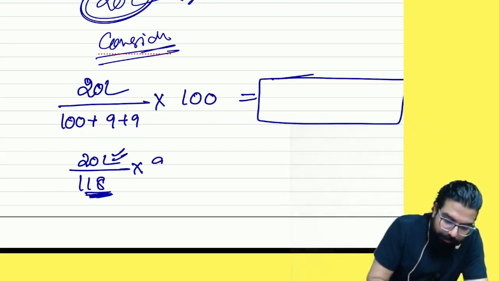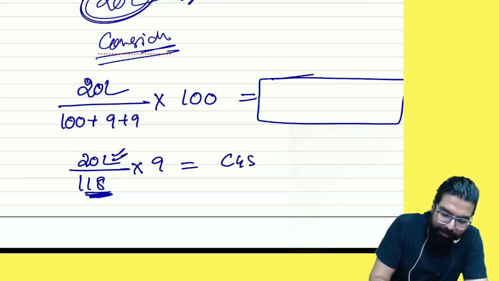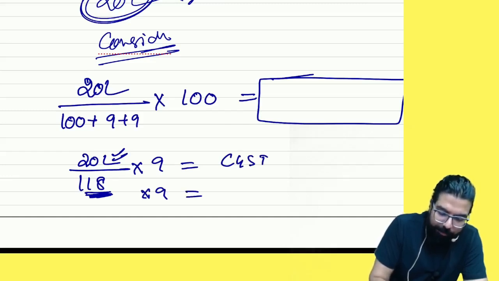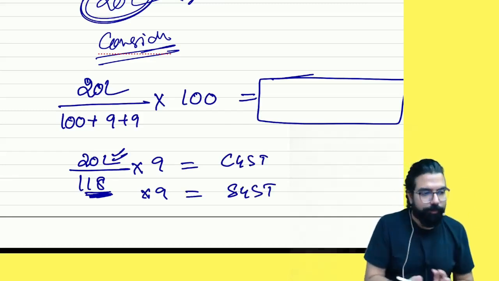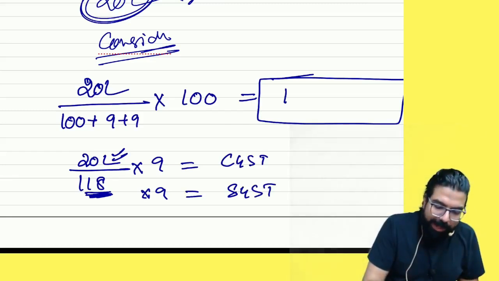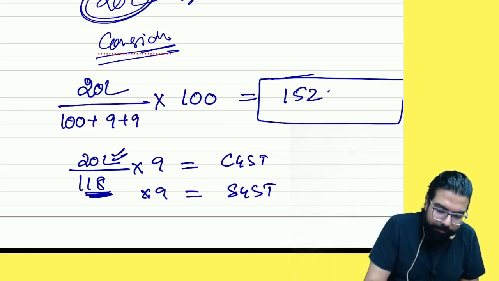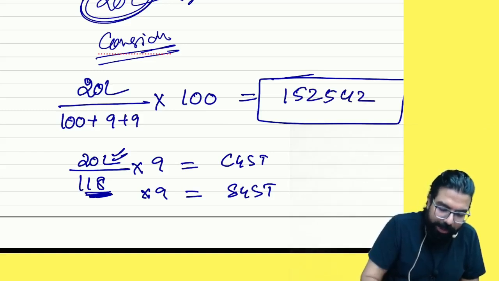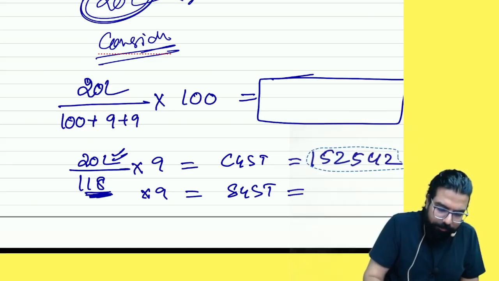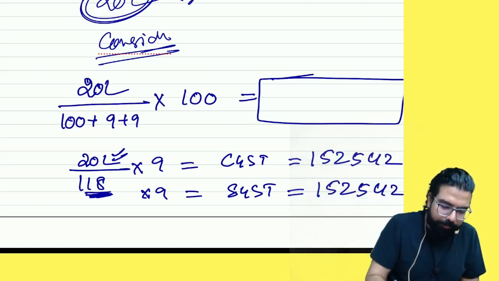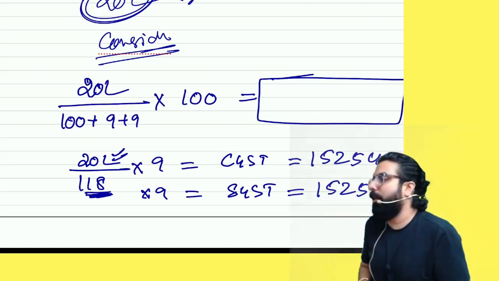Into 9 will give you CGST. Into 9 will give you what? Can you tell me the GST amount? 1 lakh 542. And their GST is how much? GST only that amount, no? There is a GST amount, right? People, did you understand what happened over here?